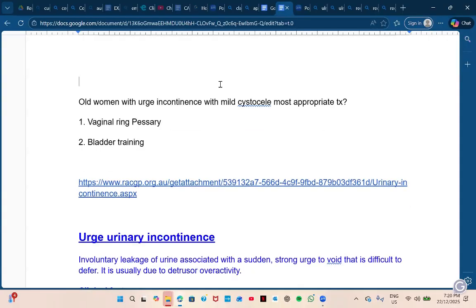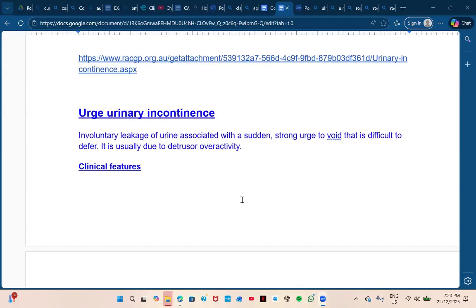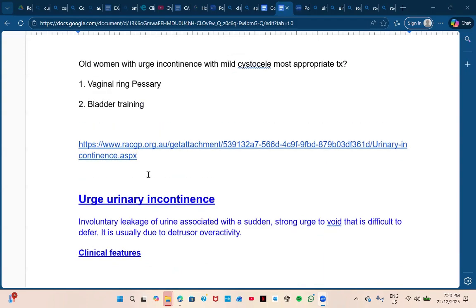Yeah. So, what do you think? You are going with one and two. We got two answers. Okay, let's discuss urge incontinence. So, what is urge incontinence? It is an involuntary leakage. And one more thing, this is the RCOG guideline for older women with urinary incontinence. It has mentioned everything, I think over 20 pages. If you want, you can go and read it.